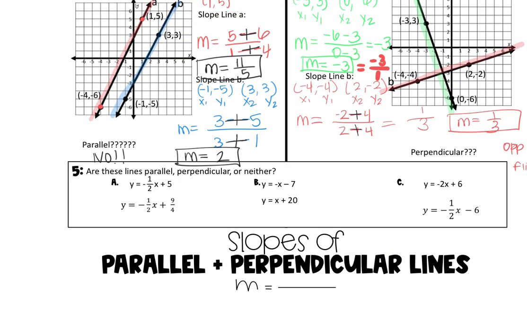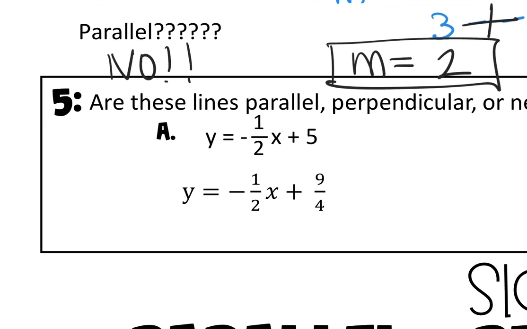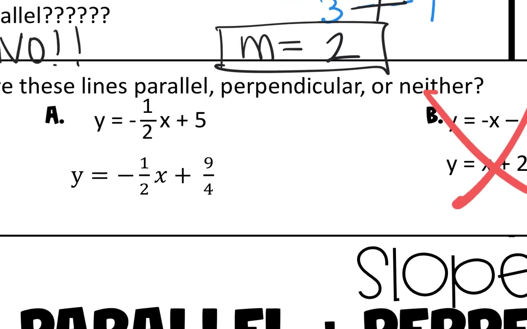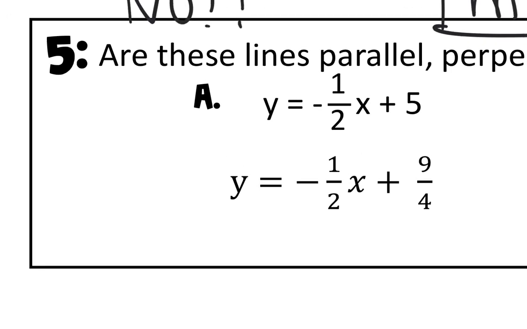Okay, so for number 5, this last question, I'm not gonna do B. I'm gonna skip that one. I don't really care for B, but I'm gonna do A and C. Let's see what's going on. The question is, are these lines parallel, perpendicular, or neither? Those are your three options. You can look at the equations given, and you need to identify where the slope is. Remember, slope is always in front of your x. So my slope for this line is negative 1 over 2. And the slope for this second line is also negative 1 over 2. We have the same slope, right?